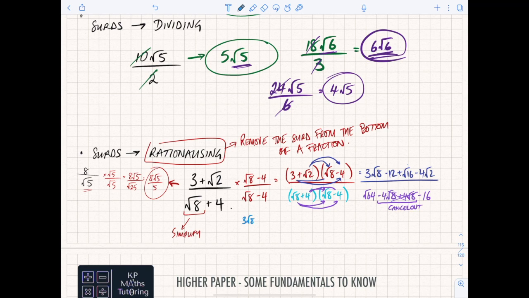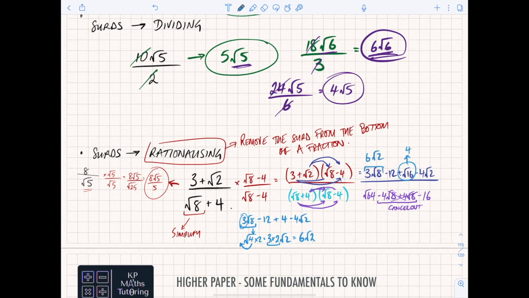So 3 root 8, we'll talk about in a second, minus 12, plus this root 16 becomes plus 4, and then minus 4 root 2. Now, let's go back to what we spoke about before as well. 3 root 8, the root 8 simplifies to root 4 times 2. The square root of 4 is 2, so I bring the 4 out, that becomes 2 root 2. But remember, we've still got this 3 here, so because there's already a value there, you have to times it by that, so that becomes 6. So 3 times 2 is 6, 6 root 2. So this part here becomes 6 root 2.